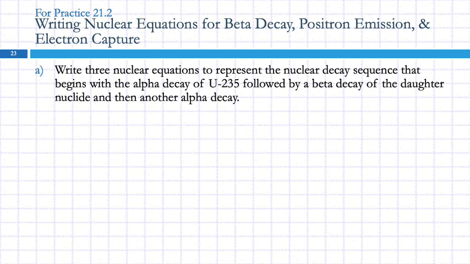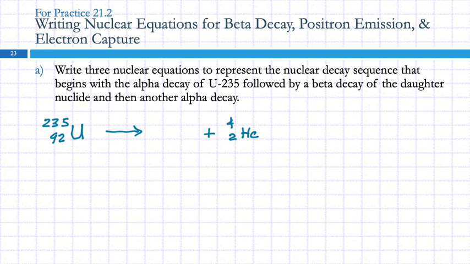Okay, so let's talk about this. The first thing we need to do is the symbol for the parent, uranium-235. So capital U, and the mass number is 235. What is the atomic number? 92. And this is going to react, and it says alpha decay. So the particle is going to be an alpha particle, He 4 2.